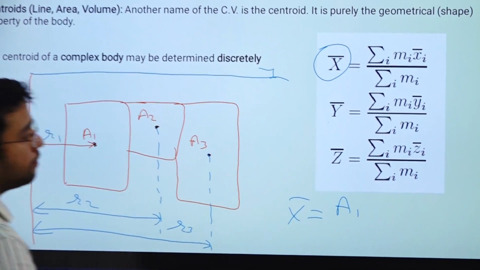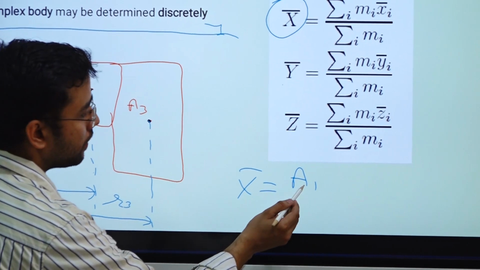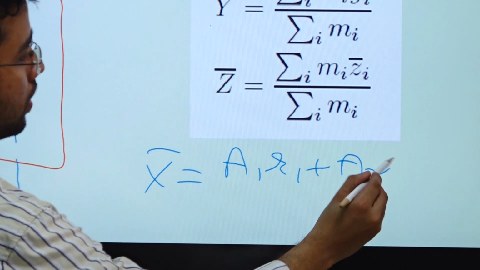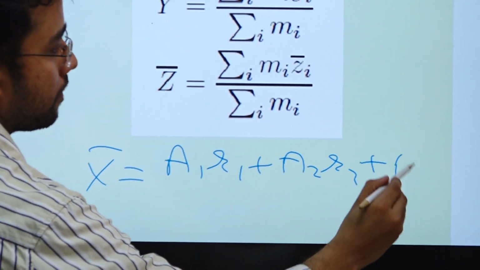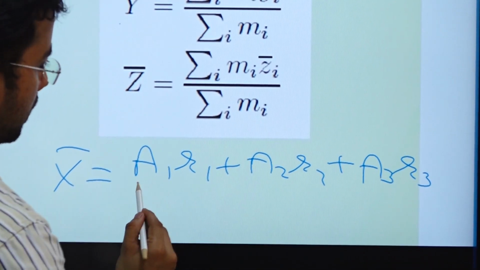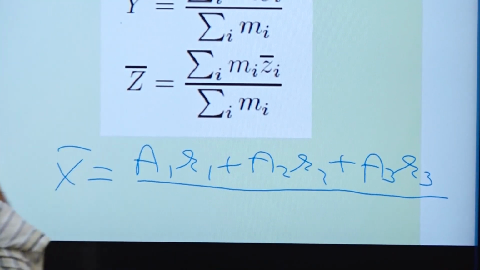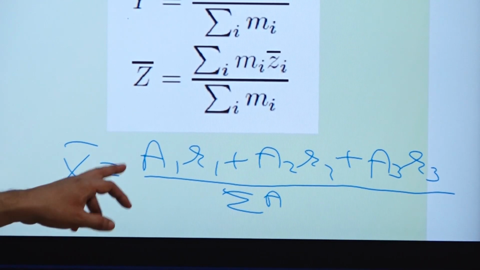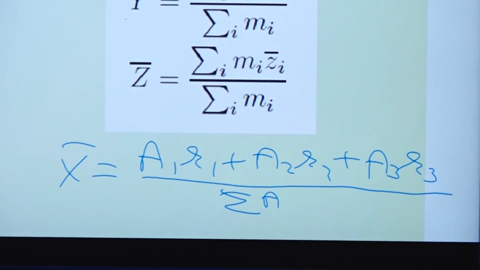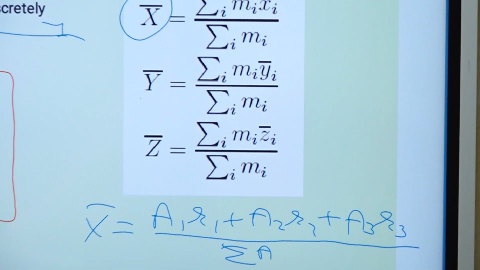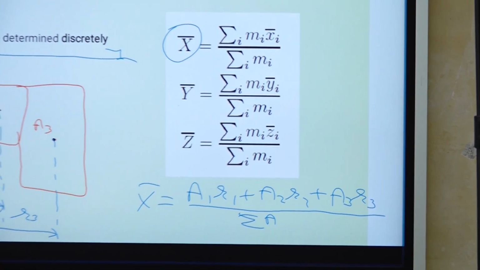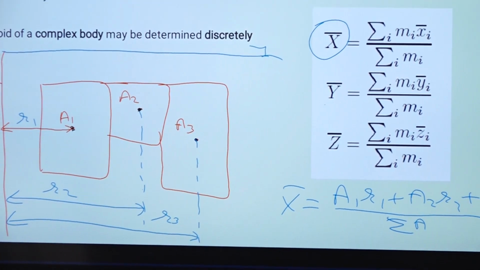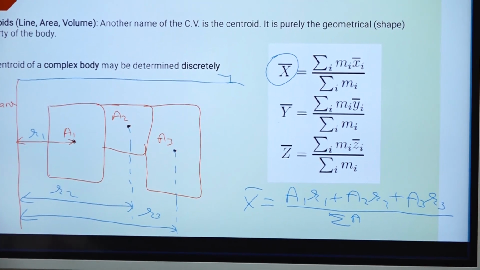Here you may take mass also, there won't be any problem. In place of A1 you can take M1 R1 plus A2 R2 plus A3 R3 divided by total area. In place of area you can take mass also: M1 R1, M2 R2, M3 R3 divided by total mass. But here I have taken only lamina, only plate type things, that's why I am taking only area. Okay, that is a part of theory only.